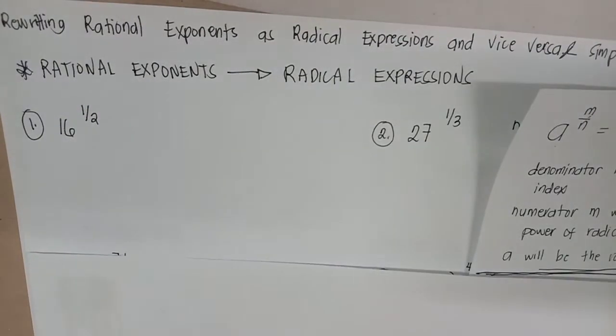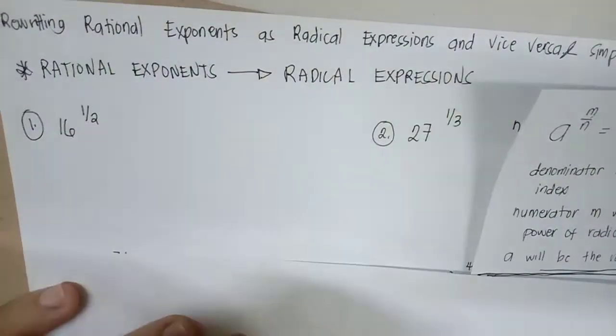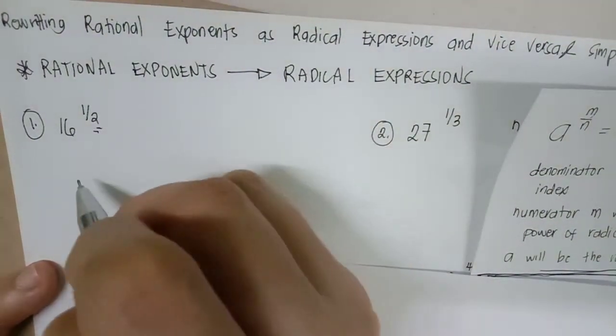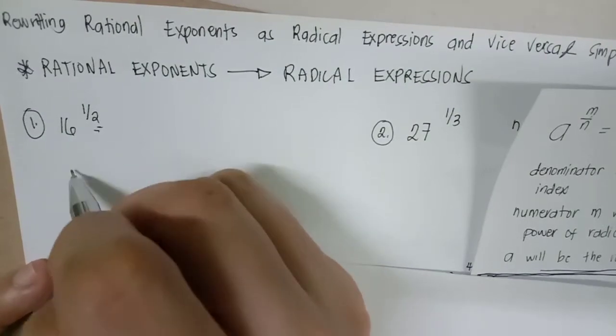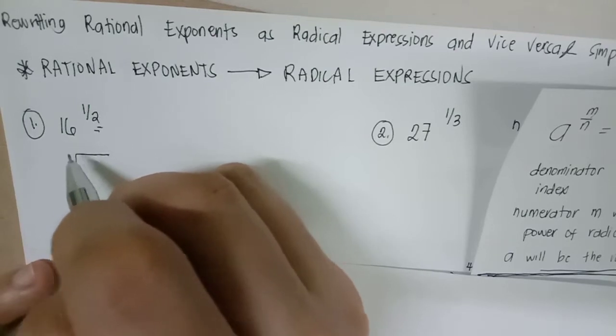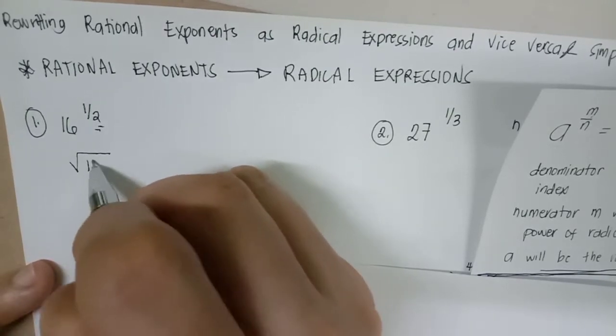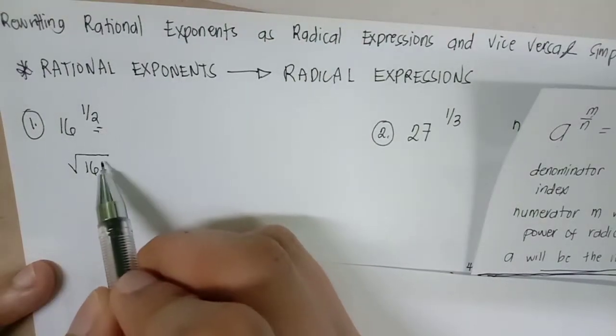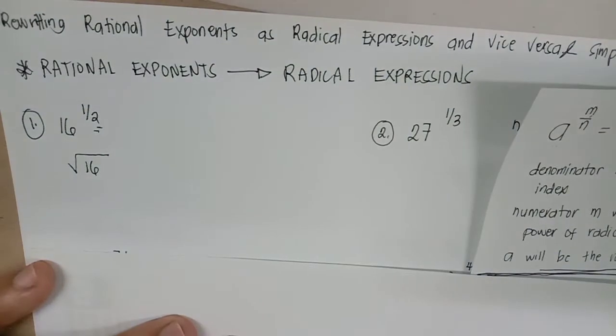Okay? So, let's have the first one which is 16 raised to 1/2. So, since ang n natin is equals to 2, hindi na po natin siya ilalagay sa index. So, radical sign na po tayo. Then, copy the base which is 16 will be the radicand. Then, wala na po tayong i-erase. It is because 1 naman po yun. So, automatic may 1 na po dito sa 16.